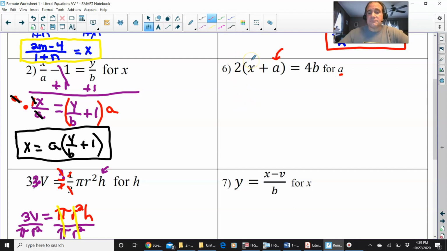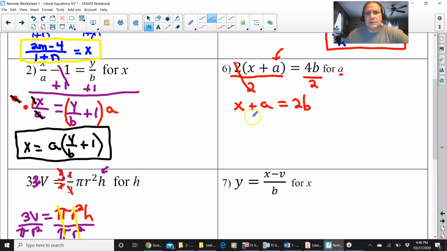Distribute? I'm not going to distribute. Alright, you see this 2 times x plus a? I'm going to divide. I want that 2 out of there, so I want to get to the a. I'm going to divide. The 2's cancel. X plus a comes down. That's good. Equals 4 over 2b. That's 2b. Alright, 4 divided by 2 is 2, and then the b.